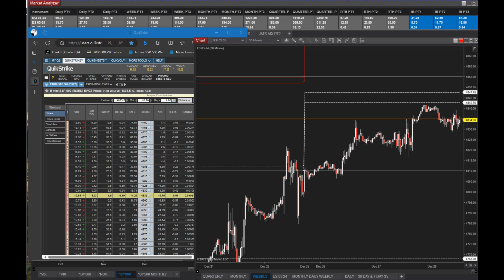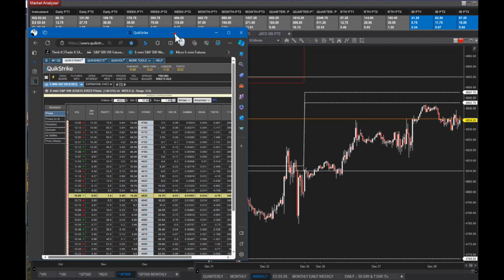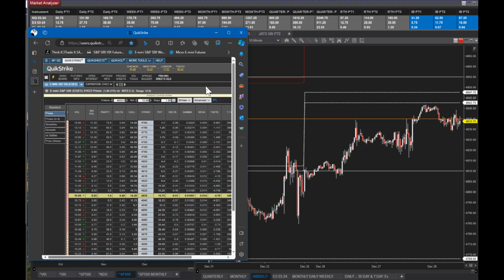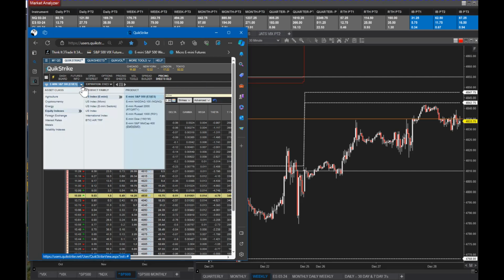And 4835 is the Black-Scholes model mean. So you can come over to your Quikstrike and pull up these pricing sheets. And I like to run this using the Black-Scholes model calc on the settlement. So that's the way I like to run it. And this is for Friday. This is ES. This is not the SPX.